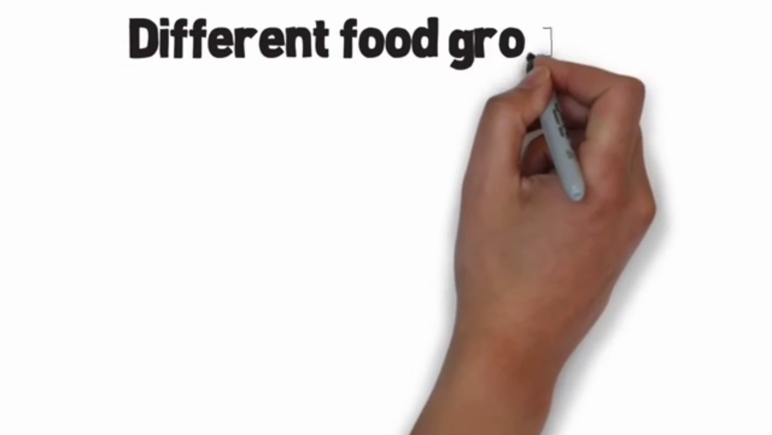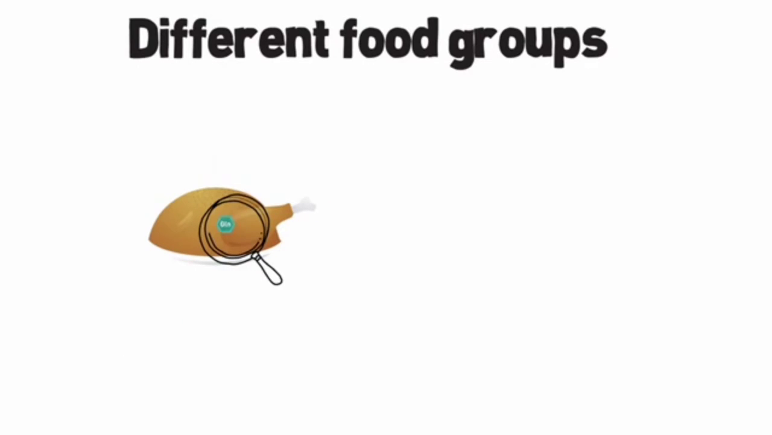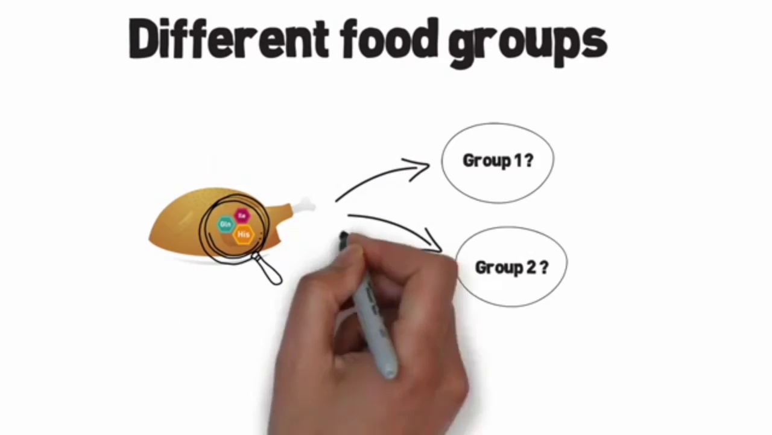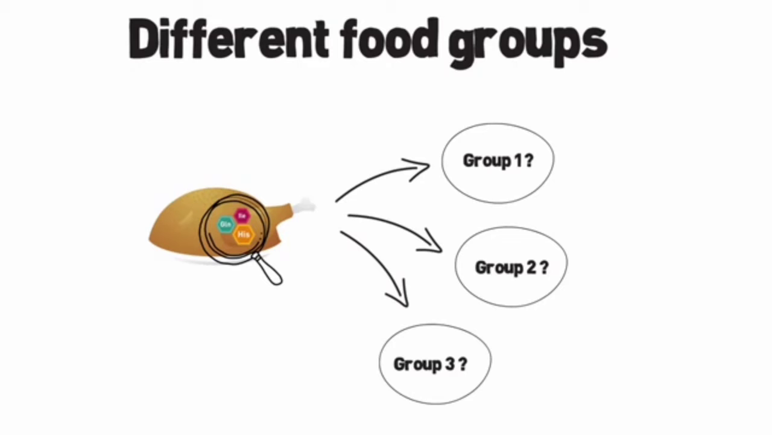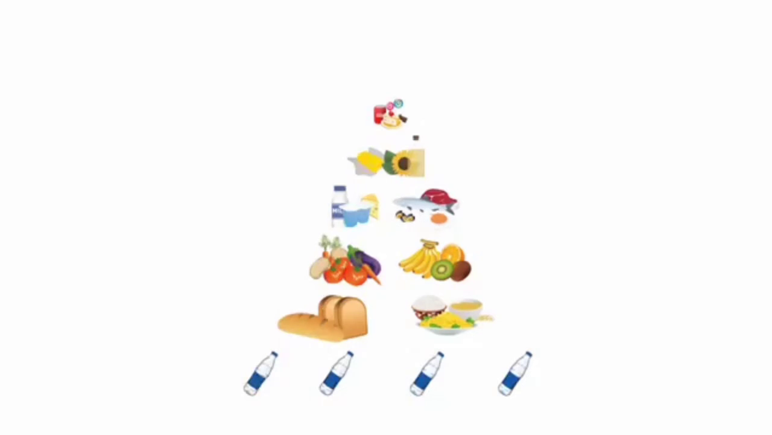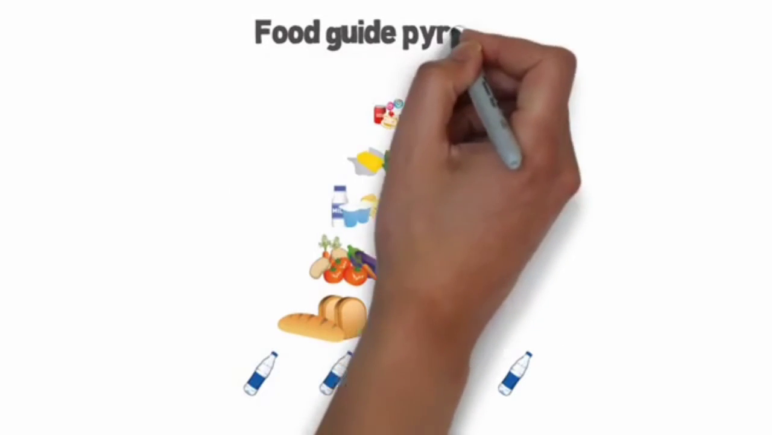Different food groups. Regarding nutrient composition, different food groups can be distinguished. The most common basic food groups are fruits and vegetables, starchy foods including cereals, meats, fish and eggs, dairy products, fats, sugary products, and drinks including water.